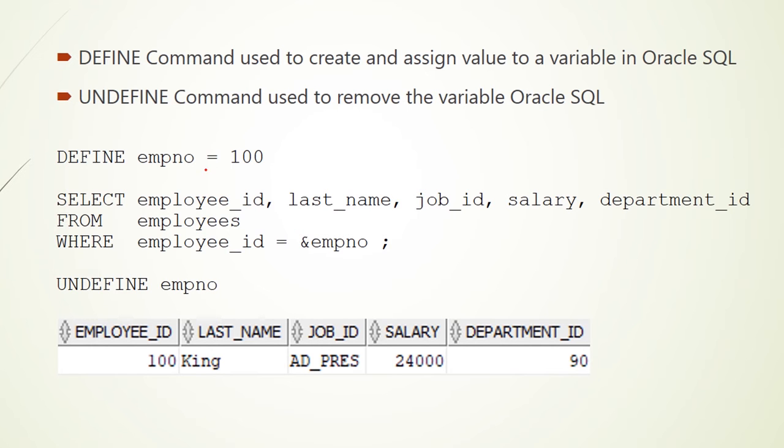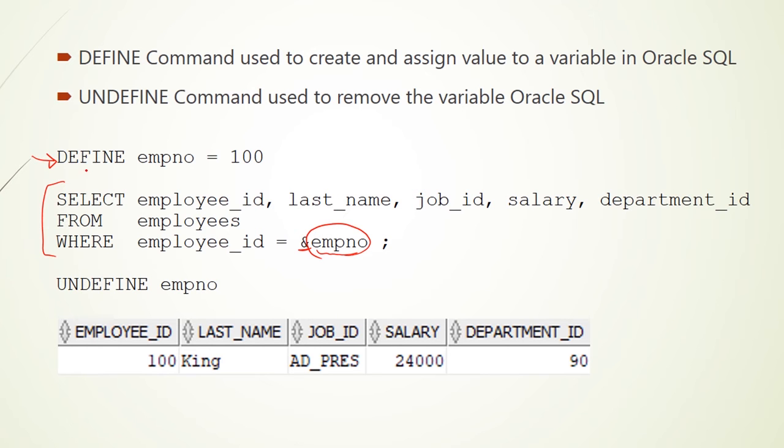DEFINE emp_number = 100, and then SELECT employee_id, last_name, job_id, salary, department_id FROM employees WHERE employee_id = &emp_number. In the previous lesson, we learned how to use ampersand to define a substitution variable. So here, this is the ampersand, and this is the name of the variable. If you don't specify the DEFINE command here and you run this select statement, Oracle will prompt you to enter a value for the variable emp_number.